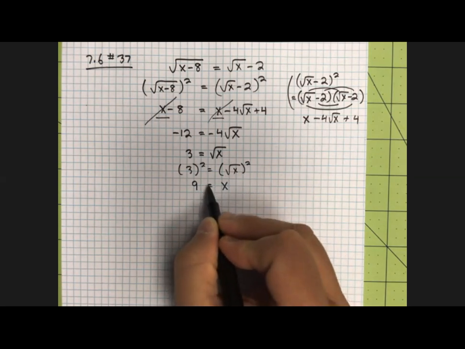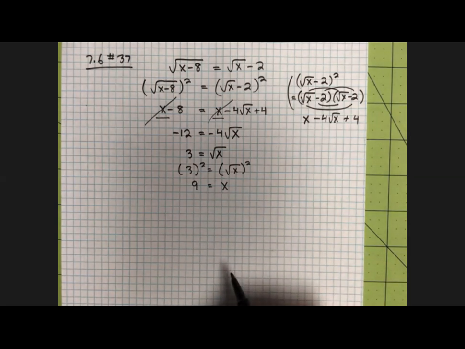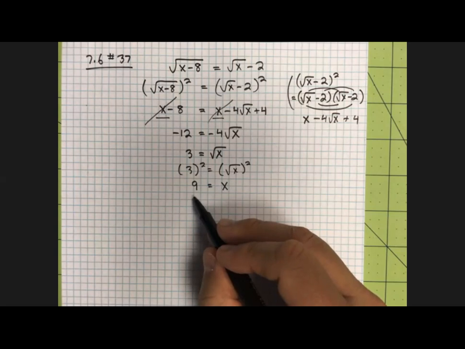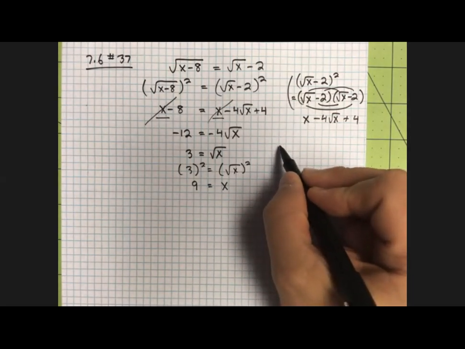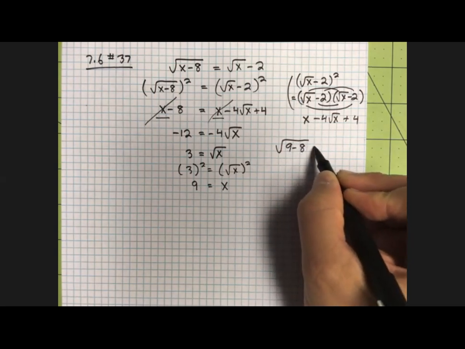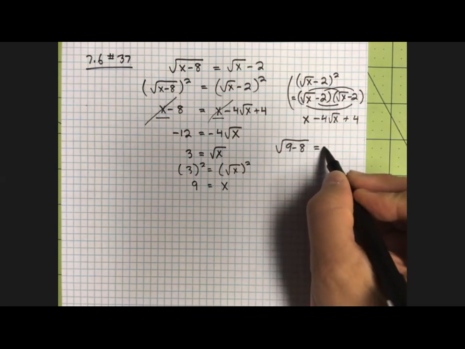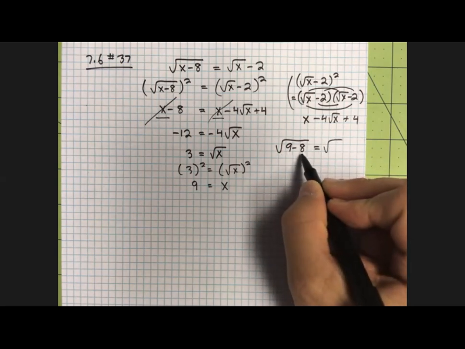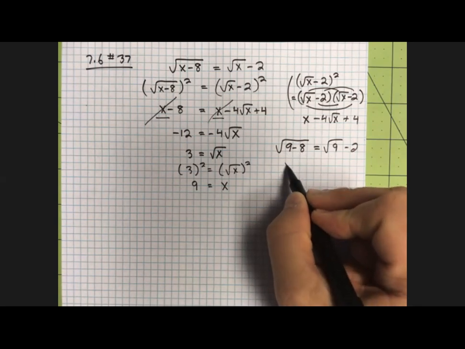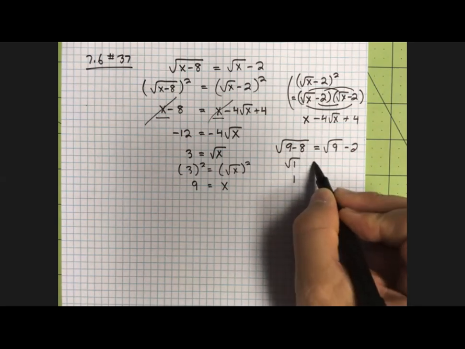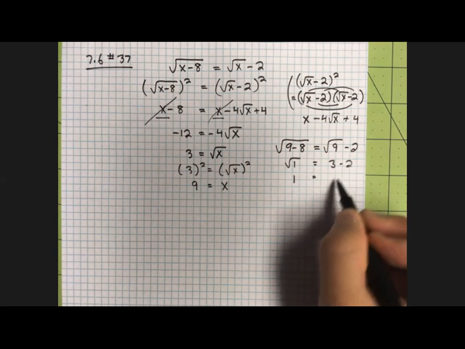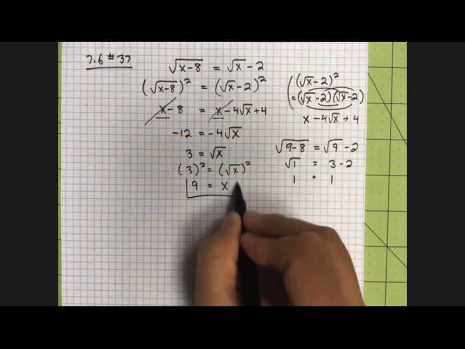X equals 9. And then, having done all that work, don't forget that you're going to check it. So I'll just write this on the side. 9 minus 8. Is that the same as the square root of 9 minus 8, is that the same as the square root of 9 minus 2? 9 minus 8 is 1. Square root of 1 is 1. Square root of 9 is 3. 3 minus 2 is 1. Yes.